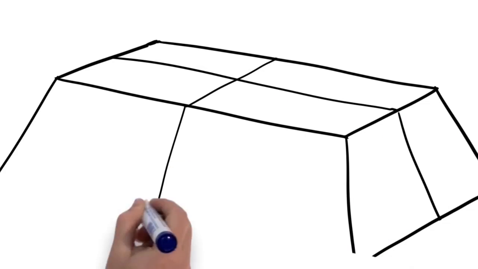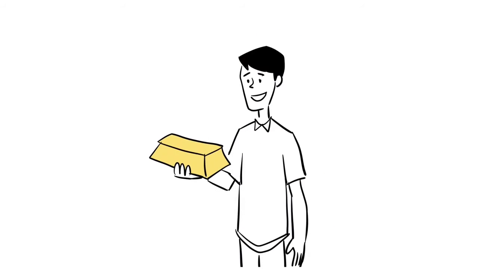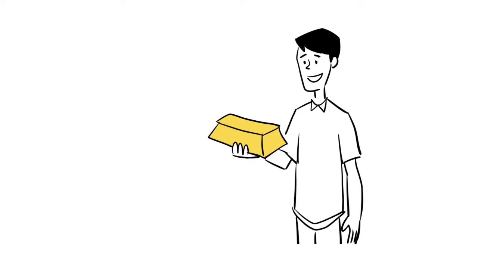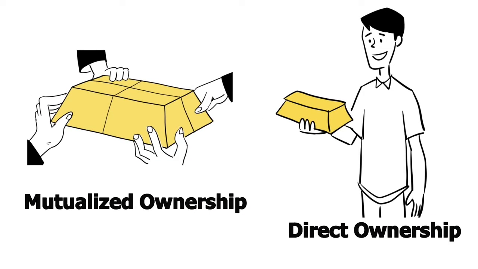There are differences at many levels. By definition, mutualized ownership is a means of owning gold alongside other investors. The same bar is thus owned by many investors, each investor owning a part but not the whole bar. Direct ownership means an investor directly and totally owns a bar or ingot in his own name. In other words, an investor may either own a part of a gold bar or 100% of it.